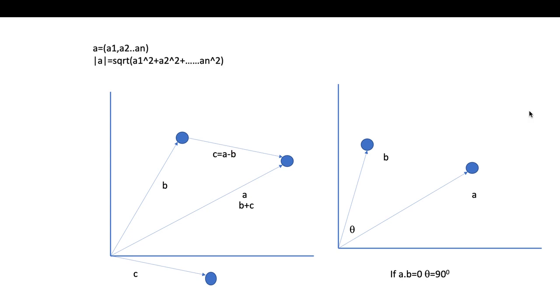Another recap: what is a norm, or how do we measure the length of a vector a, which has coordinates a1, a2 to an. The norm is the square root of a1 square plus a2 square till an square. In this case it is only two coordinates a1 and a2, so it will be the square root of a1 square plus a2 square. In n-dimensional space it will be like this. So let's move ahead.